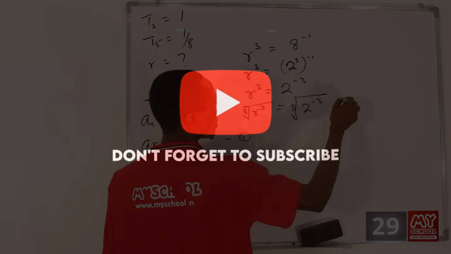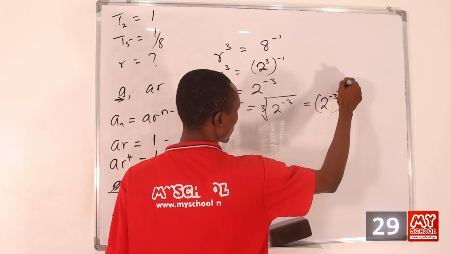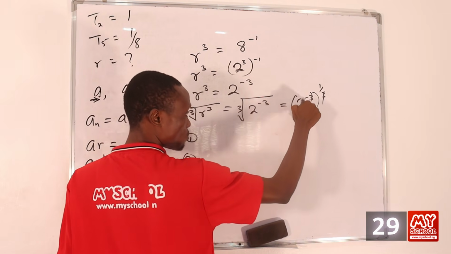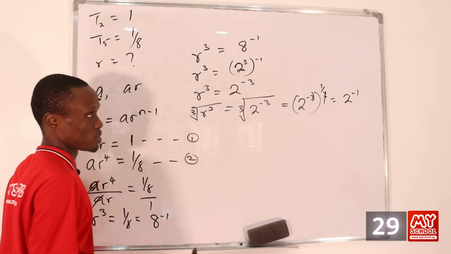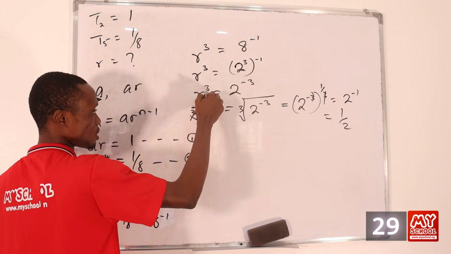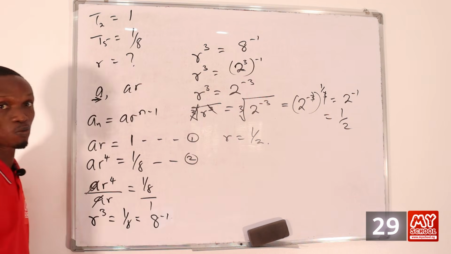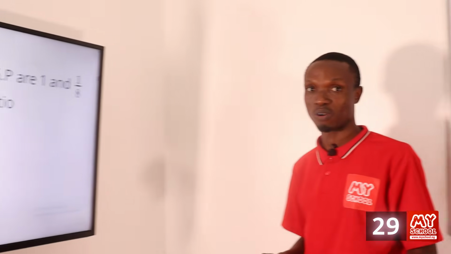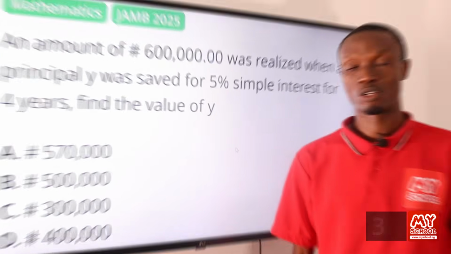But remember that cube root also means the same thing as raised to power 1 over 3. So we cancel out 3, so that at the end of the day we have 2 raised to power minus 1, and 2 raised to power minus 1 is still the same thing as 1 over 2. So the cube root will kill off the cube, so that r is equal to 1 over 2. So the common ratio of the GP is equal to 1 over 2. So let's return back to the screen to pick the correct option for this question, and that is option C, 1 over 2.